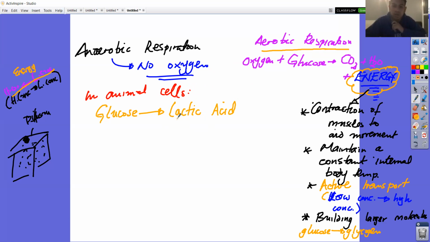Now, it's a word equation, so I'm missing something here. What do you reckon I'm missing in my word equation? Would it be energy? Correct. Because the whole reason why anaerobic respiration is taking place is because the body is under emergency circumstances and it needs energy. So in either of these, energy is the main product. Now, of course, lactic acid is undesirable. It causes cramps and your cells cannot perform optimally.